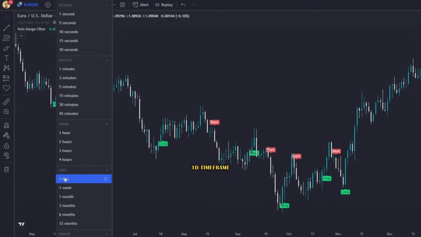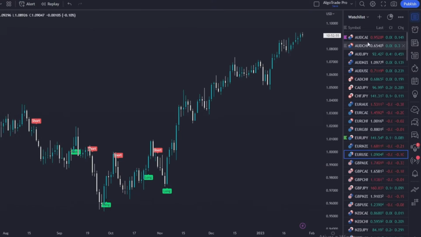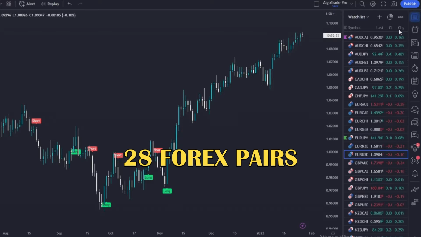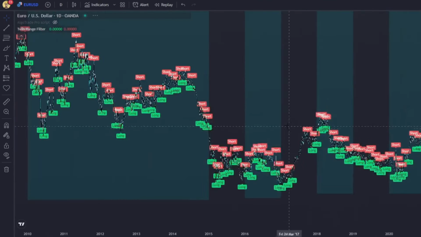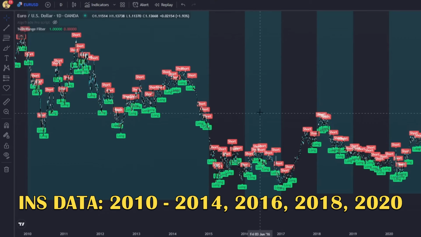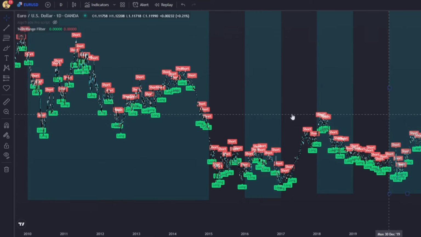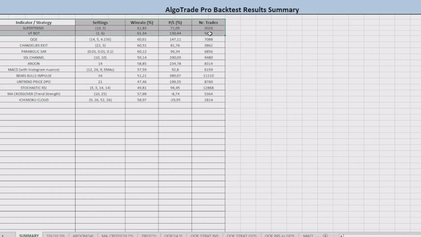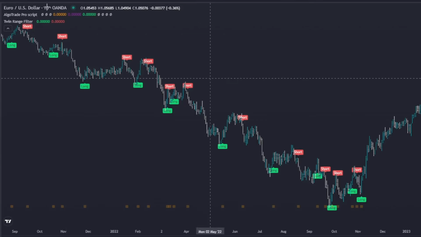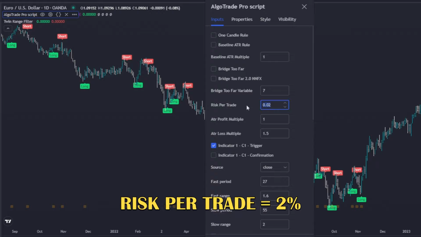The algo will backtest this indicator on the daily time frame, on the 28 most common forex pairs, and using the same in-sample data I used in all my other videos. So in this way, we will be able to compare this indicator precisely to the other ones we have already tested in the channel. The risk per trade that the algo will use is 2%.